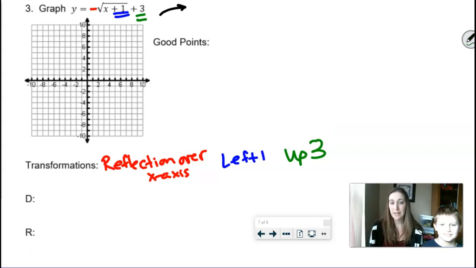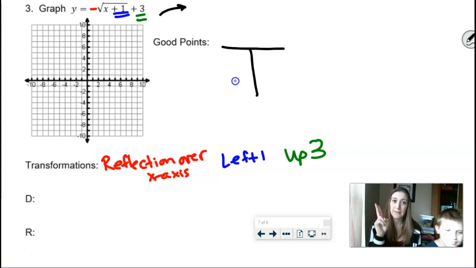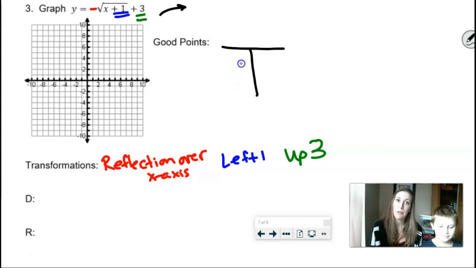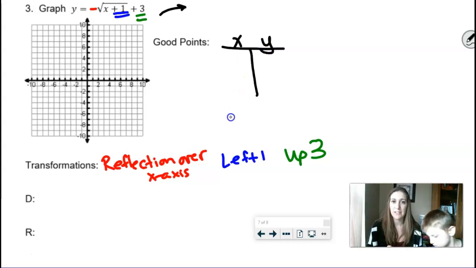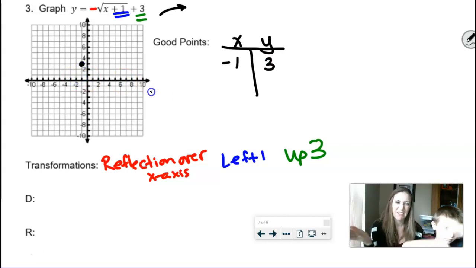So a lot of things are happening here. First thing I'm going to mark down, though, if I don't have a calculator, is for a good point, I know that this has to start. And it's not a vertex. It's an origination point. So normally it's at 0, 0. The reflection doesn't do anything to that. But then things were shifted left 1 and up 3. So we got negative 1, 3 as my origination point, not a vertex. I don't even know what that's called.